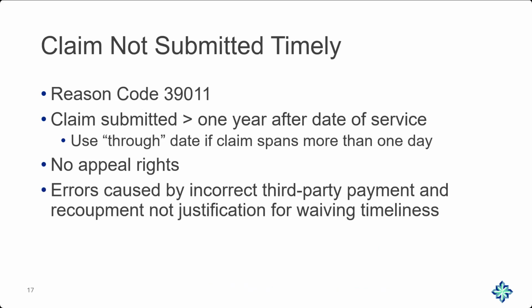Next up is reason code 39011. And this is for claims that were submitted more than 1 year from the date of service, or from the through date if the claim spans more than 1 day. Usually not the case for RHC and FQHC, but that's the definition.